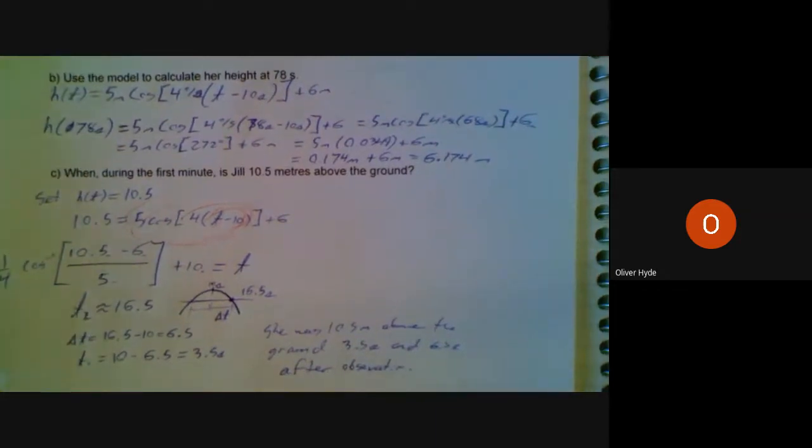In advanced functions, this would just be an inequality question. You would figure out when was she greater than 10.5 meters above the ground. And you would just use your sketch to say, well, in between those times. You don't try to solve the inequality algebraically in advanced functions.